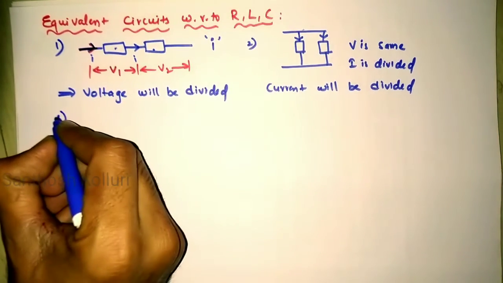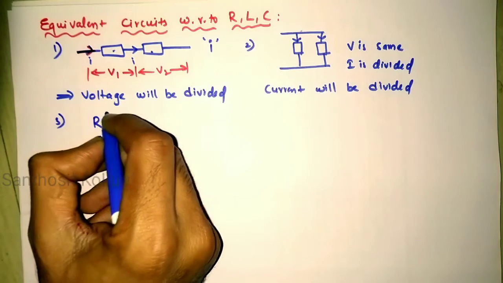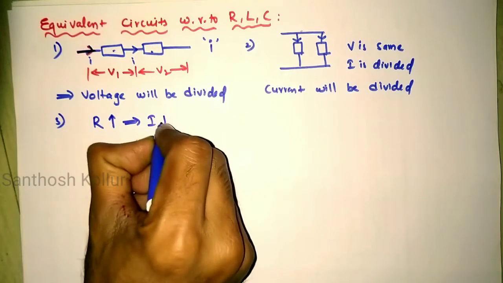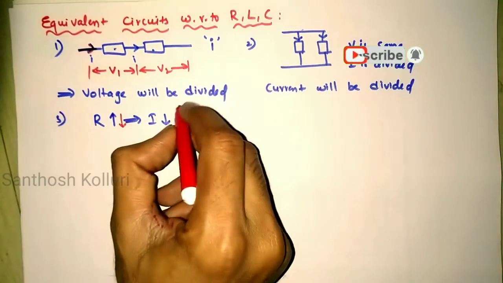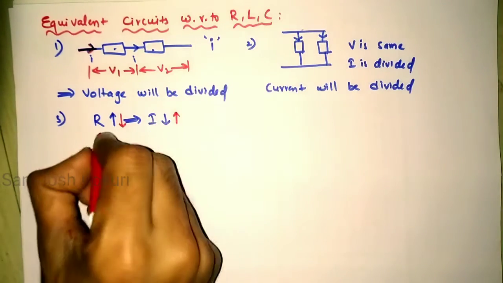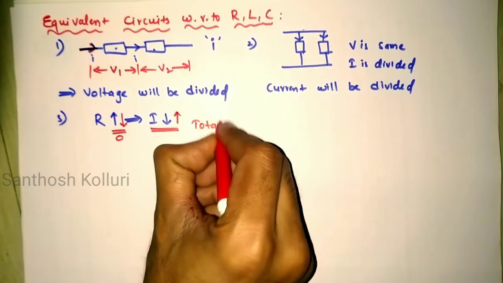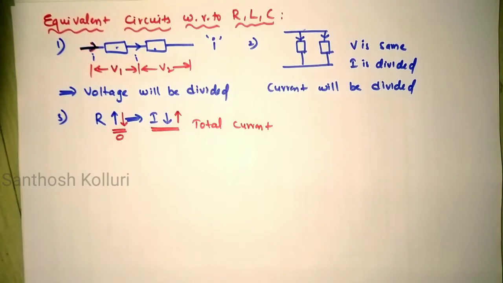And the third one is maximum resistance offers minimum current, and vice versa. If the value of resistor is more, then the current flowing through the element is less. If the resistance value is less, then the current value will be more. And if the value of resistor is 0, then the current is nothing but the total current flowing through the circuit. That means current always tries to flow through a minimum resistance path. That is an important point to be remembered.